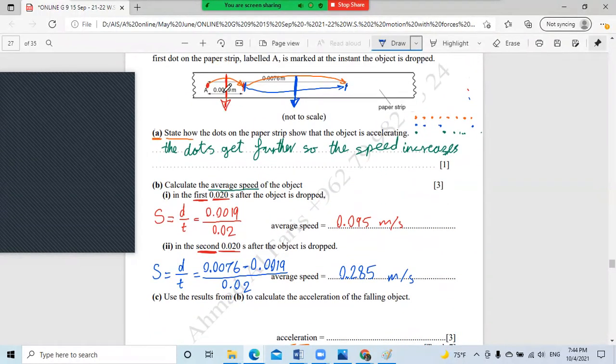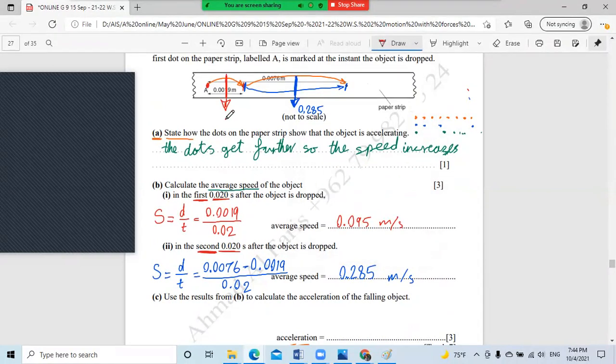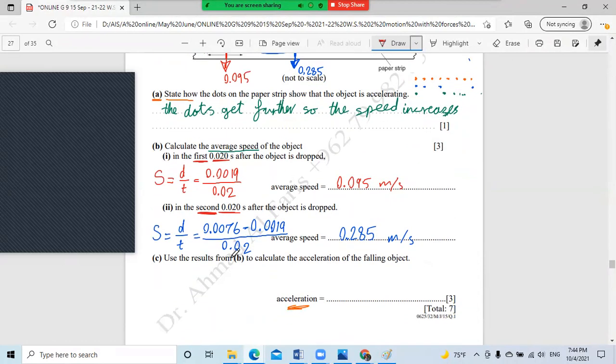So I find the speed in the middle between the second and the third point, which is approximately 0.285. That's the average speed. I find the speed in the middle between the first and the second dot, which is approximately 0.095. Okay, now what they ask: use these results to calculate the acceleration of free fall.